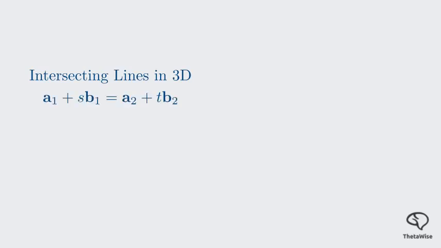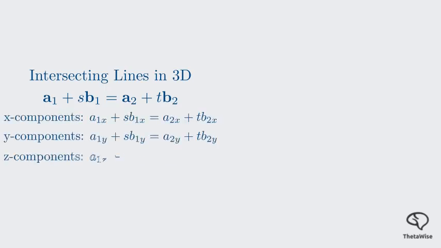Solving for intersections in 3 dimensions is very similar, but with one crucial difference. The process begins the same way by equating the vector equations of the two lines, L1 and L2, each with a different parameter. This gives us our familiar equation, a1 + s b1 = a2 + t b2. The difference is that in 3D, we now have 3 components, x, y, z, not just 2. This means this vector equation gives rise to 3 scalar equations. So we set the x, y, and z components equal, resulting in a system of 3 equations with 2 unknowns, s and t.